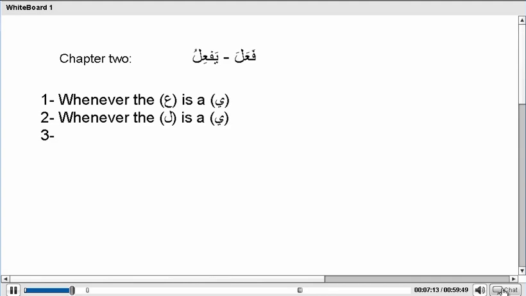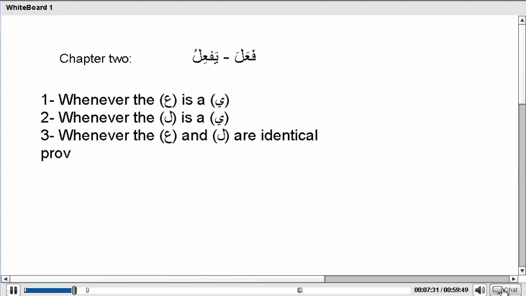Here, it's going to be the same: whenever the ain and lam are identical, but provided the verb is intransitive.